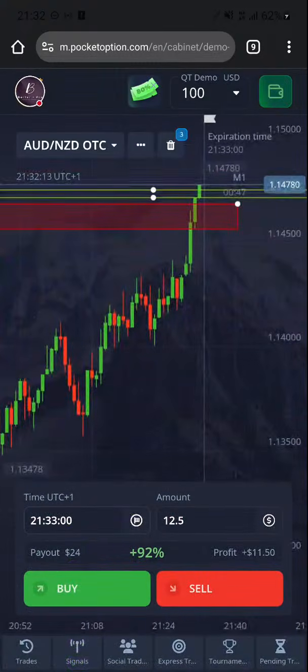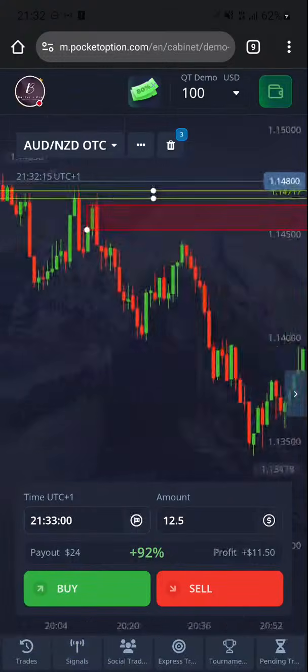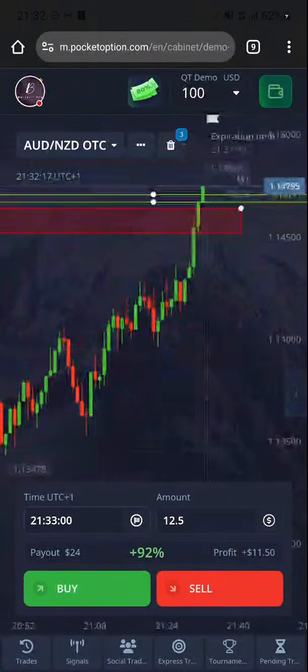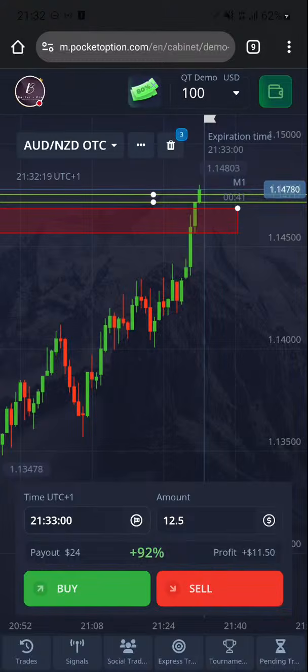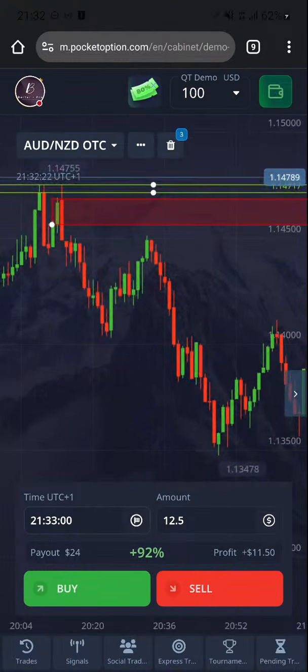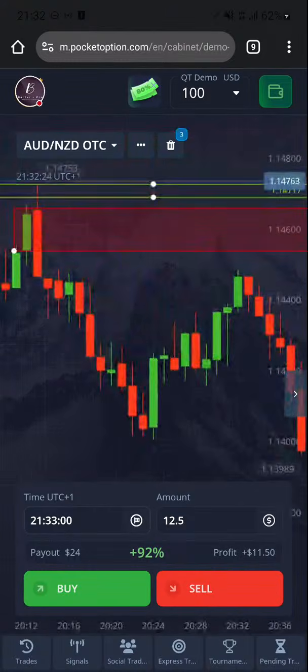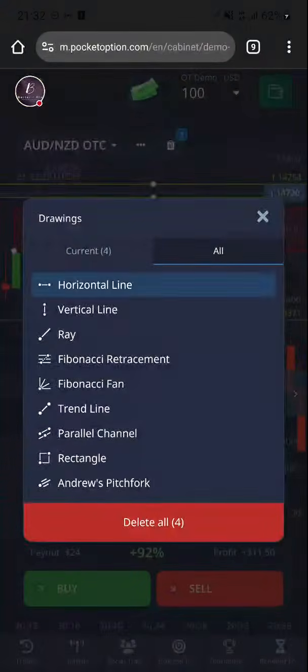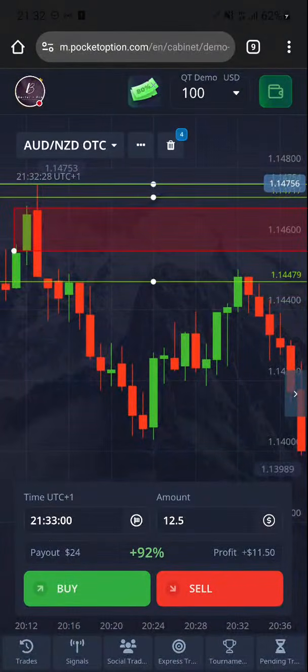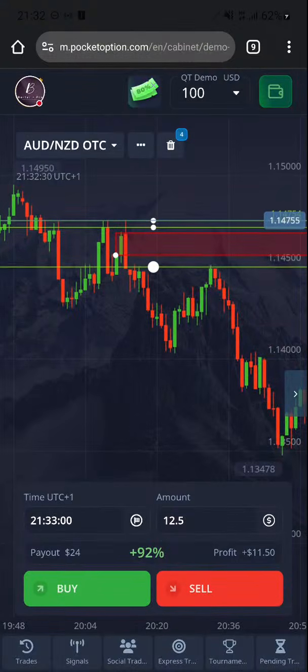No, we are not using any indicators, so we're not bothered about all those. No indicators. We just go ahead and chart the market. You understand? There's another level down here. You can see there's another level down here.